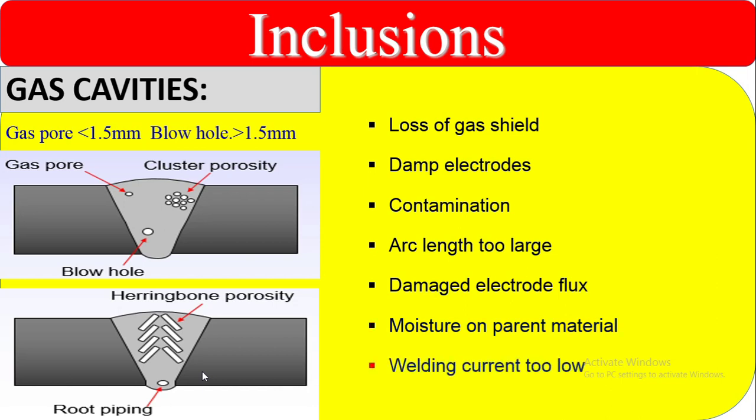Last is welding current too low. Too low or too high welding current is very important for your welding. So the welding current should be as per the WPS, whatever the requirement is in that area, and on that basis you have to do the welding. You have to check the welding. So this is gas cavities.